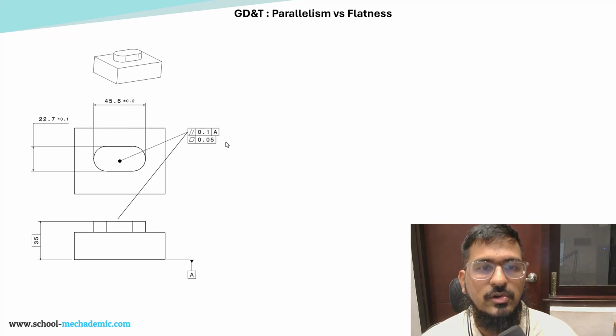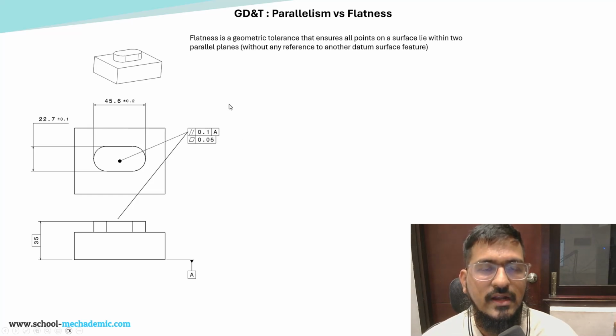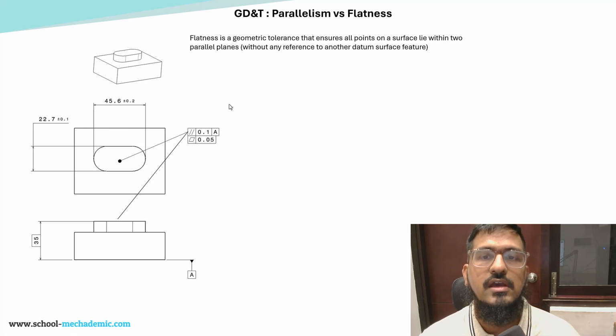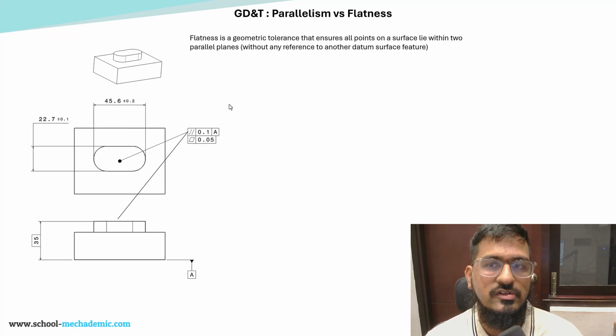And over here, the form control is a refinement of the orientation control. Always the form control value should be lesser than the orientation control value. So to understand, the definition of flatness is basically a geometric tolerance that ensures all points on a surface lie within two parallel planes without any reference to another datum surface feature. So flatness is basically saying how flat the surface is, but that flatness is not with respect to any other surface or any other datum feature. It is with respect to itself.